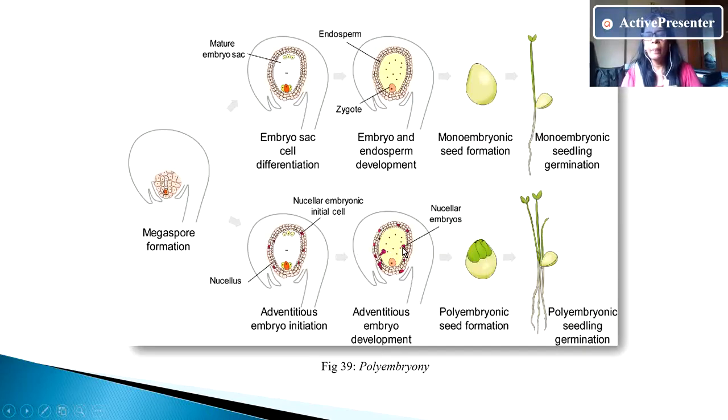See, nucellar embryo, adventitious embryo development, and polyembryonic seed formation, polyembryonic seedling formation. So more than one seedling can be produced here. Other than the embryo, these nucellar embryos also develop into new seedlings.